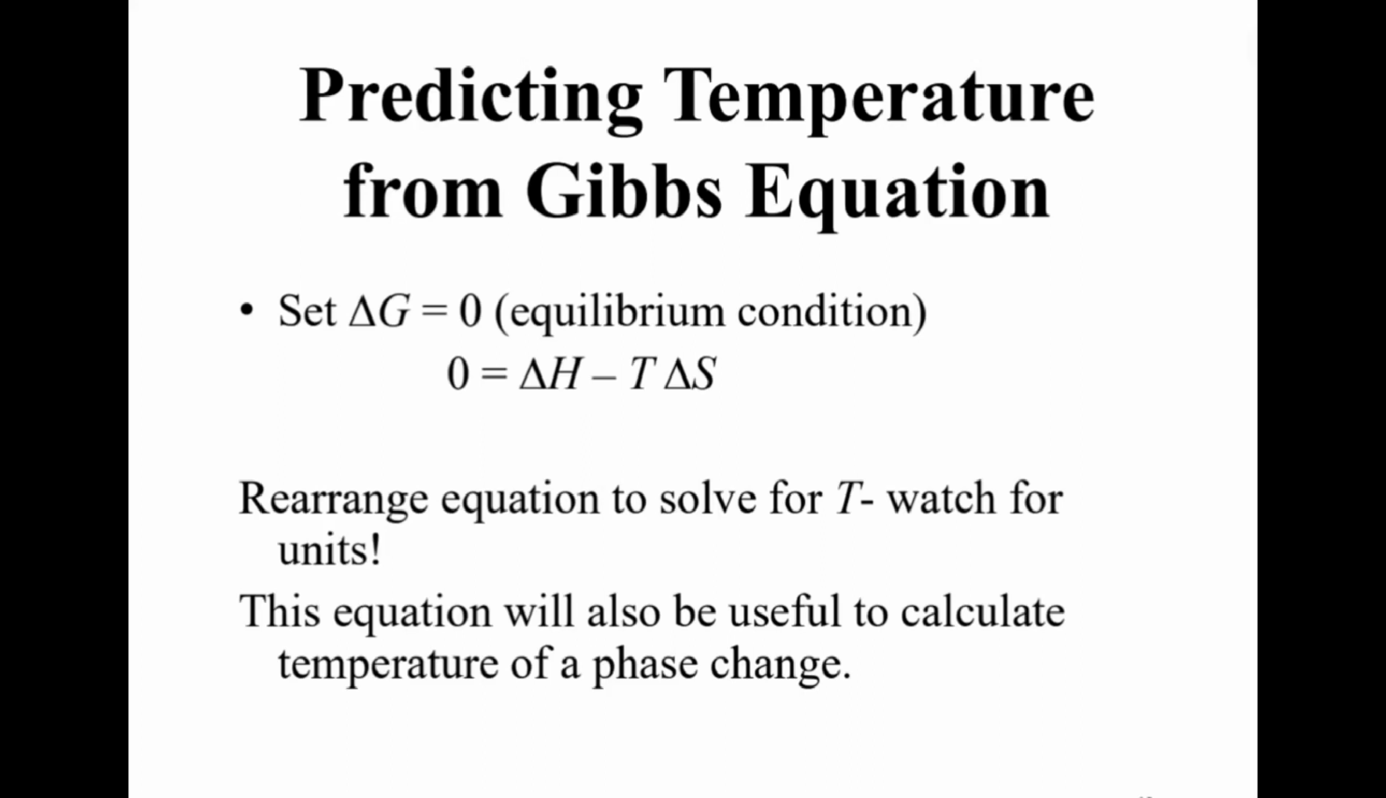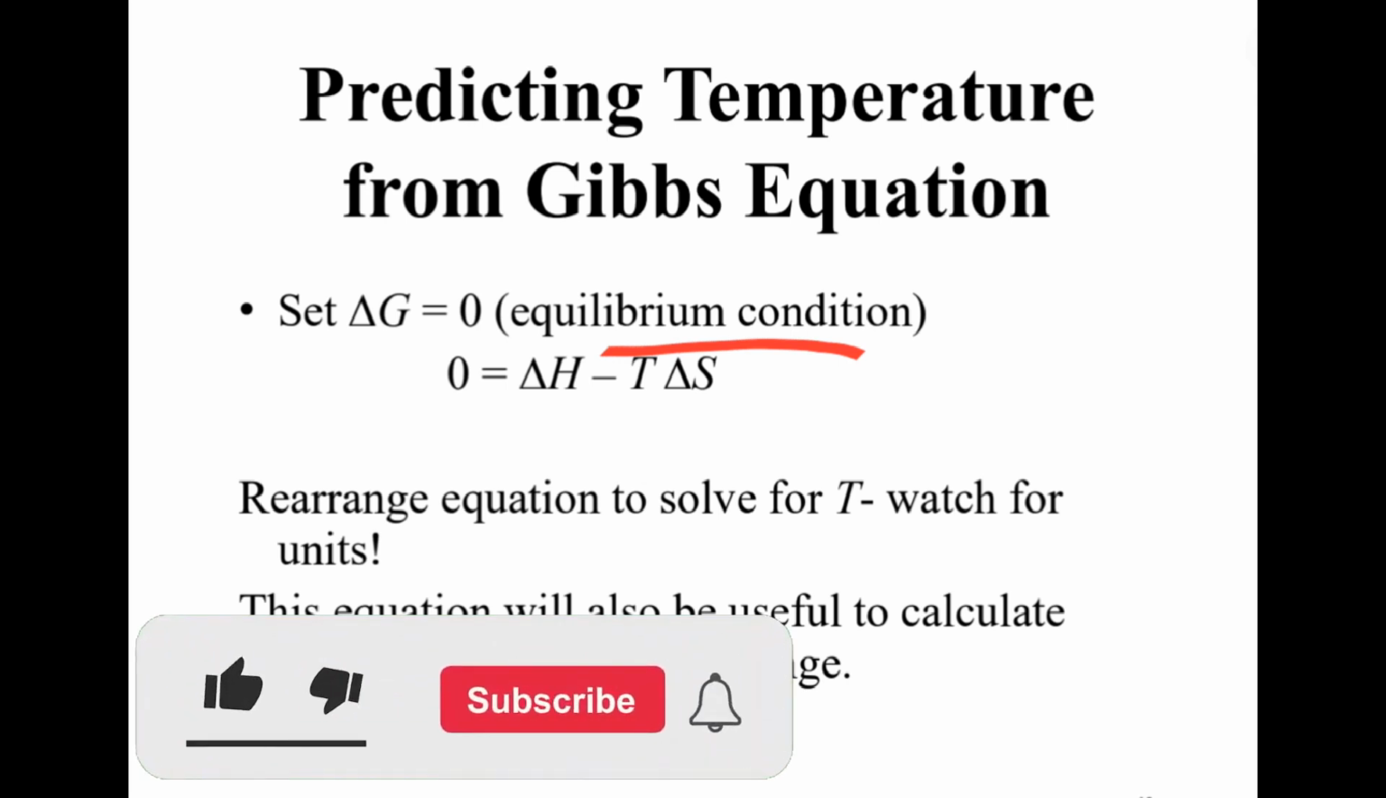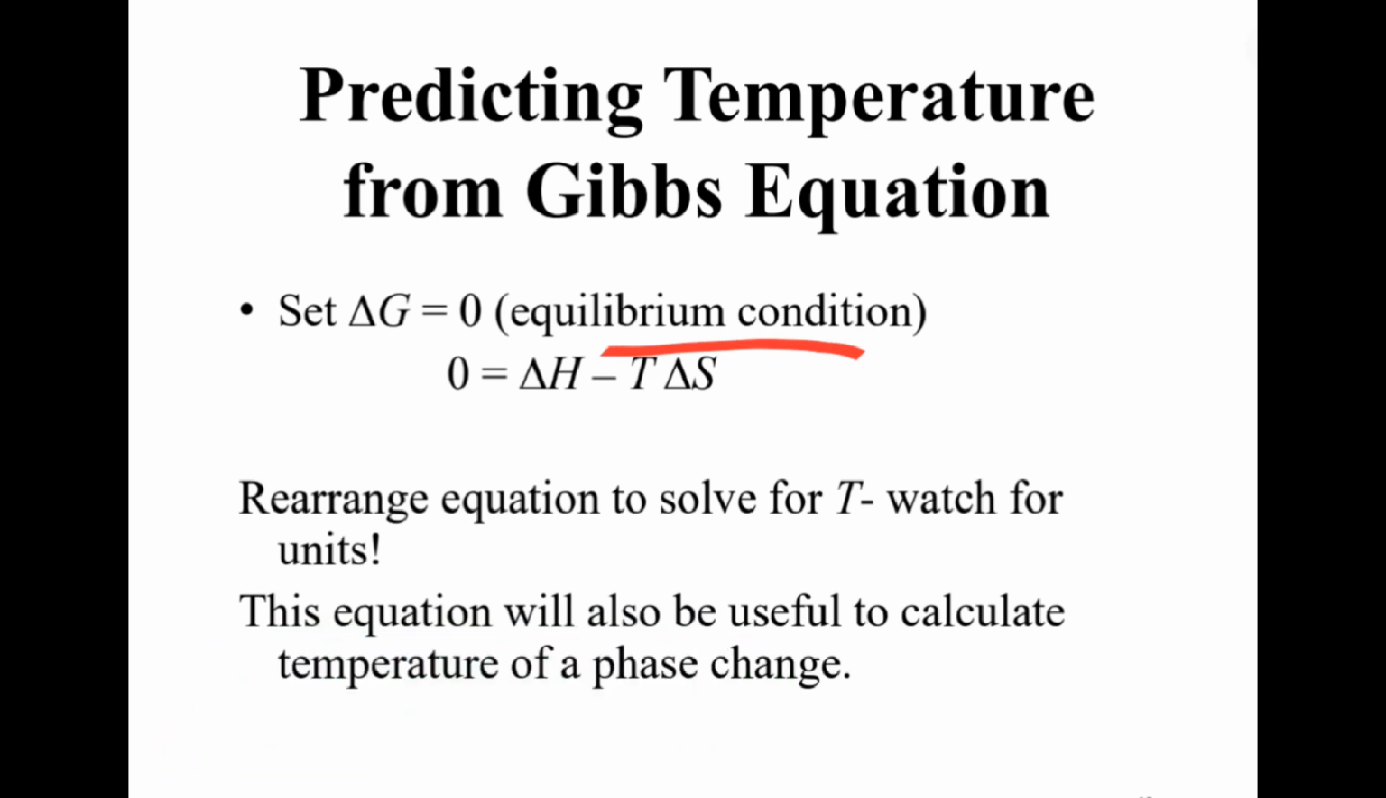So as you may remember, at equilibrium, change in Gibbs free energy is equal to 0. Therefore, Gibbs free energy will be 0, which is equal to change in enthalpy minus temperature times change in entropy.